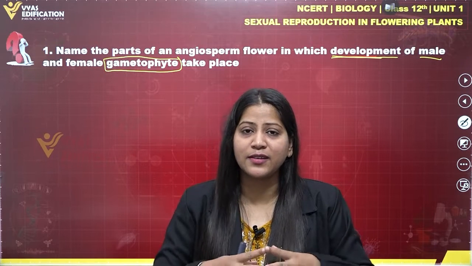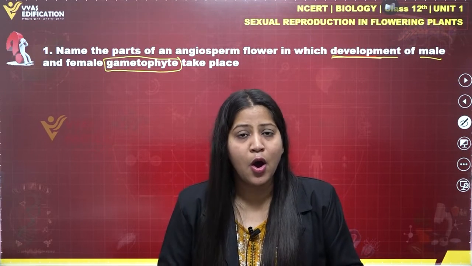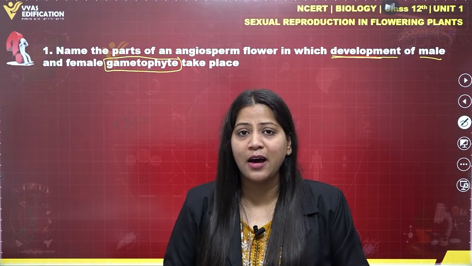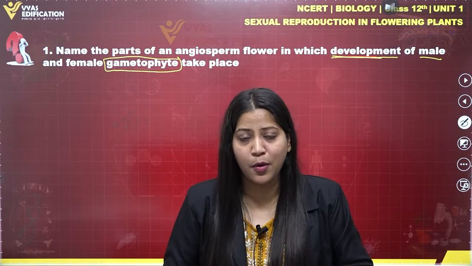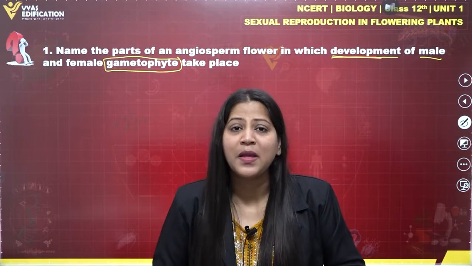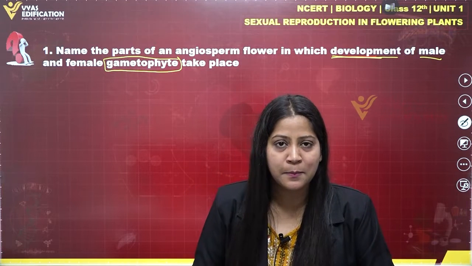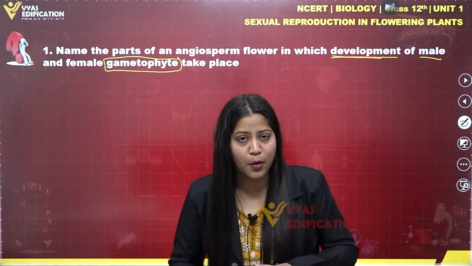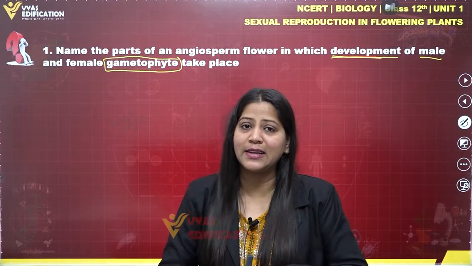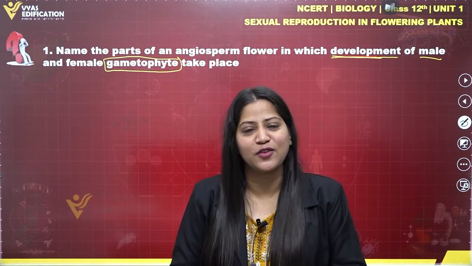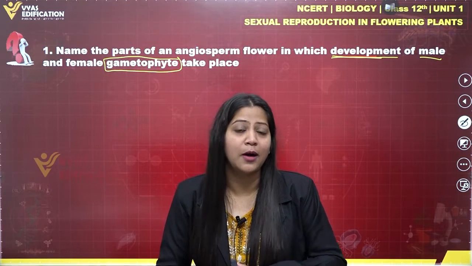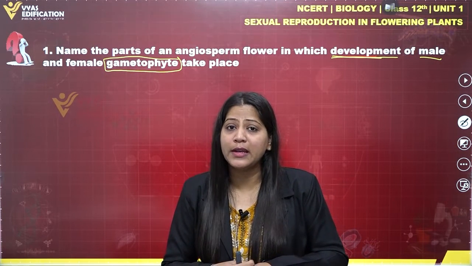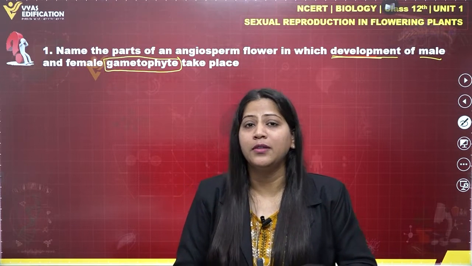Inside the ovary, there is a cavity known as ovarian cavity or locule. Inside this locule, we have the ovule as a megasporangium, which is attached to the placenta with the help of a funicle. Inside this ovule, we have a special tissue, the nucellus, and a special kind of cell known as megaspore mother cell. These megaspore mother cells are also diploid in nature as they are part of the flowering plant.